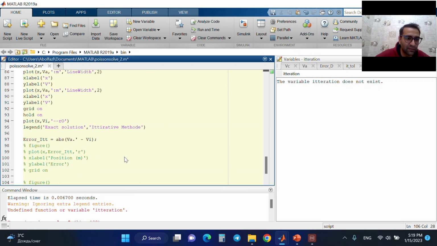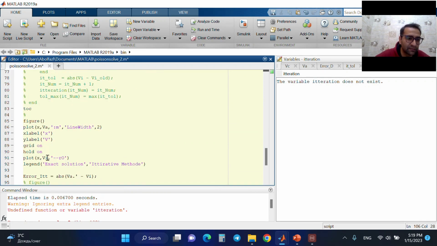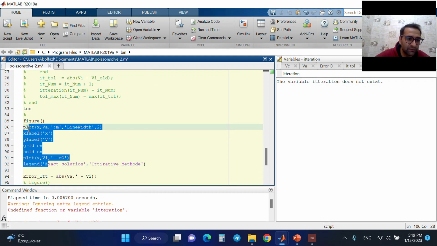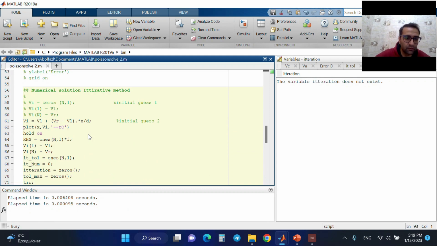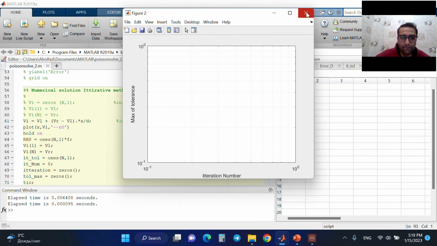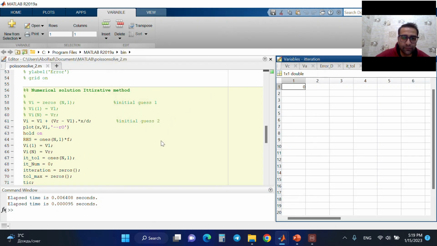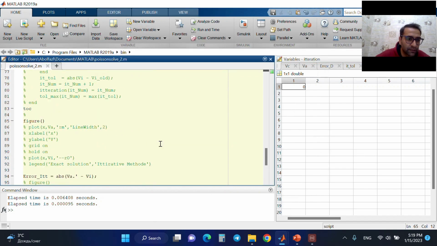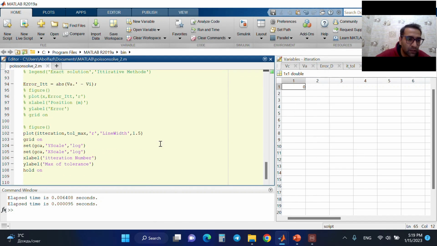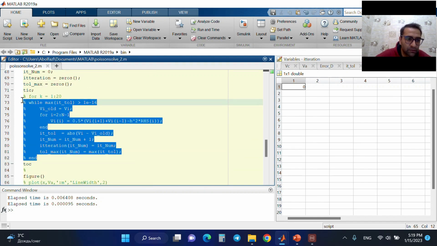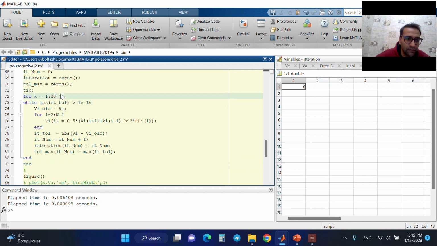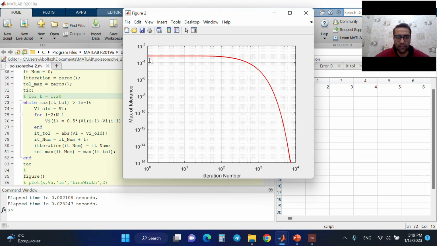Again, I do not see any graph. Max of tolerance. Why is this not showing? I can't see anything. Oh, why is this disabled? Okay, this is the appearance of convergence for the second initial guess.